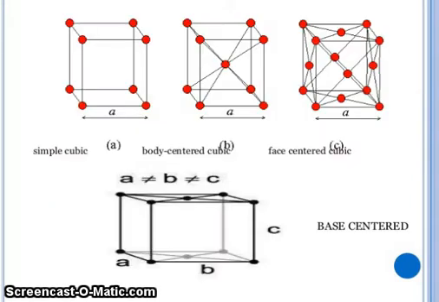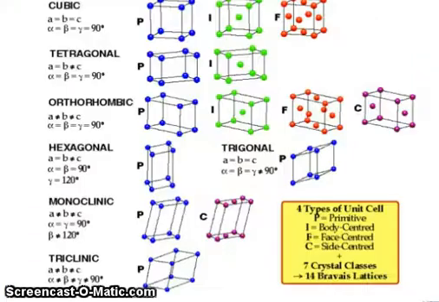You can see simple cubic, body-centered cubic, face-centered cubic, base-centered. This is cubic P, I, F; tetragonal P, I; orthorhombic P, I, F, C; hexagonal P; monoclinic P and C; and triclinic P. Here I is for body-centered, F for face-centered, C for side-centered, P for primitive, 4 types of unit cell. So 7 crystal system classes and 14 Bravais lattices.